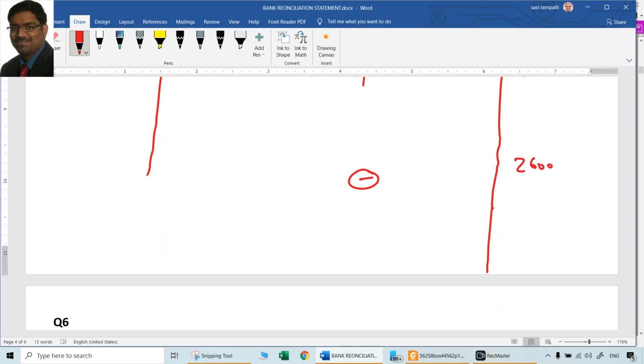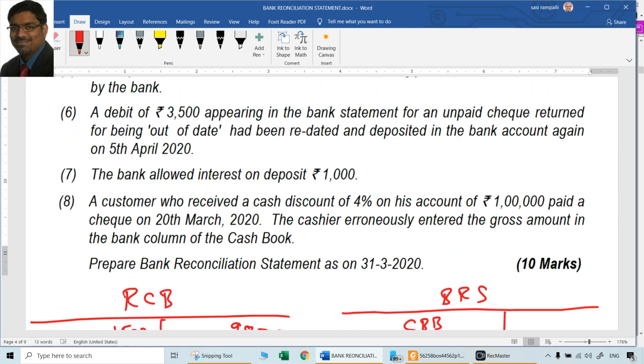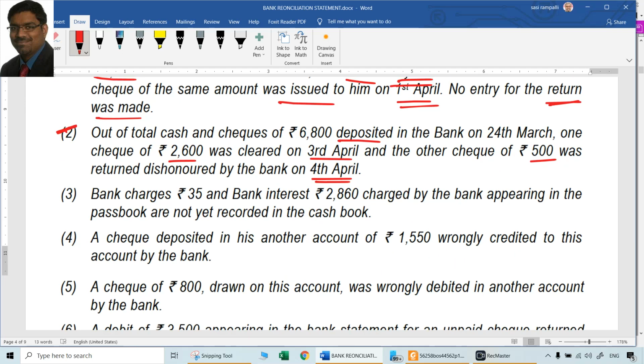2,600, 500. Both of them should be reduced from the cash book balance because cash book balance would have been higher by this amount already. But by the way, this 6,800 is not relevant because these are only part of 6,800. That automatically means remaining checks are all cleared. There is no problem with them.